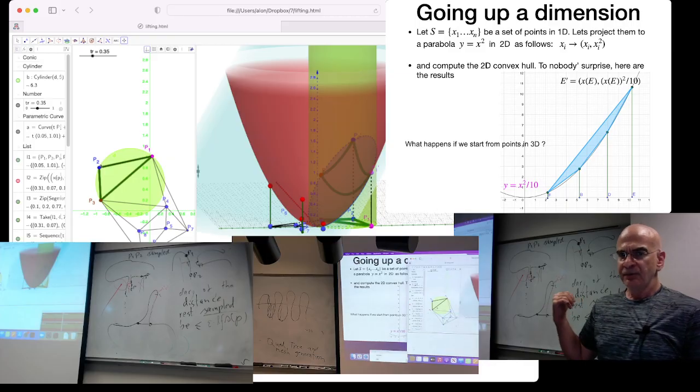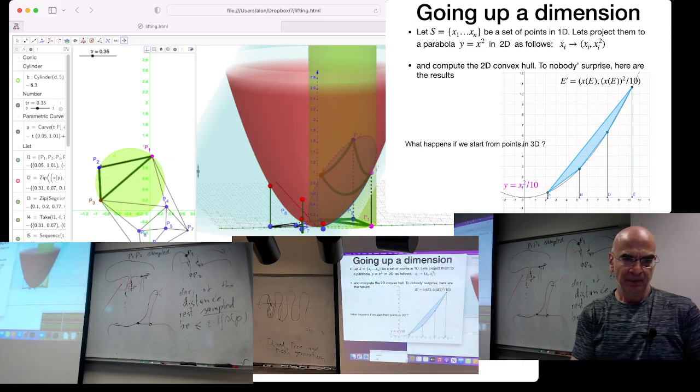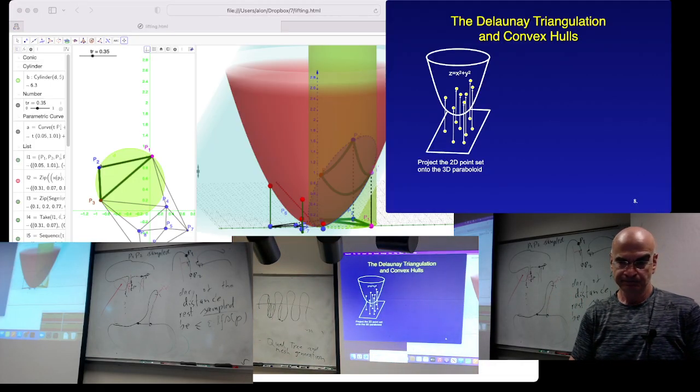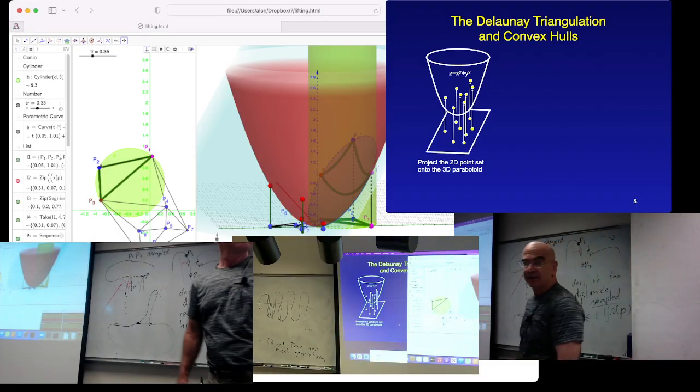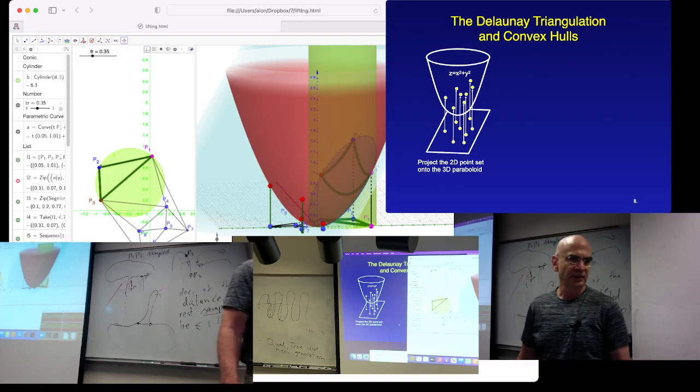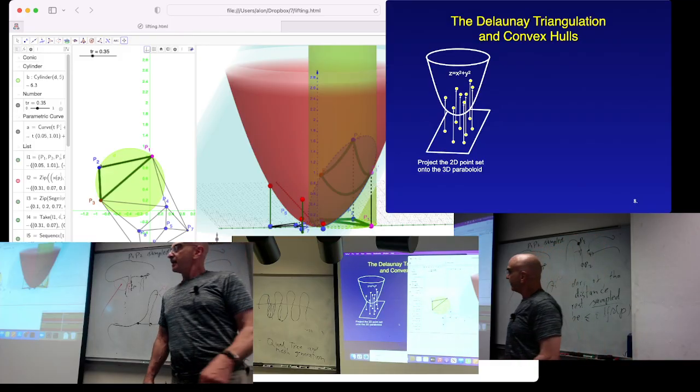Now, remember the convex hull that we saw in the previous slide. Now what I'm going to do is the very same thing. How does it look in Zoom? It's good.